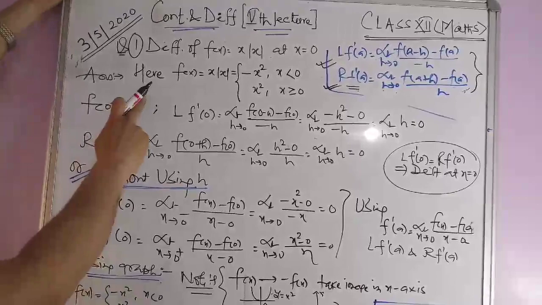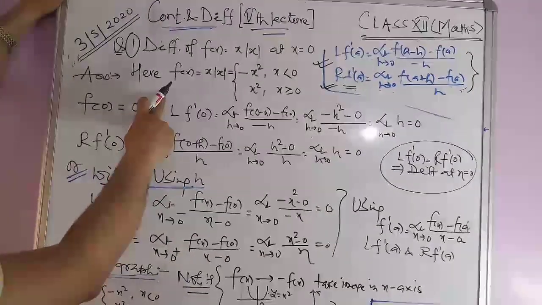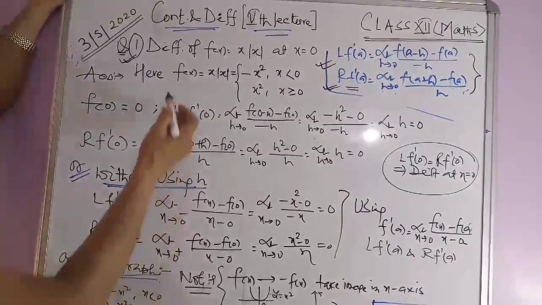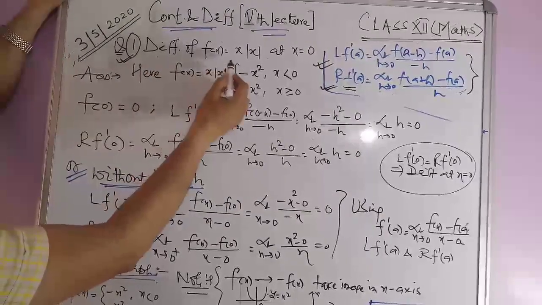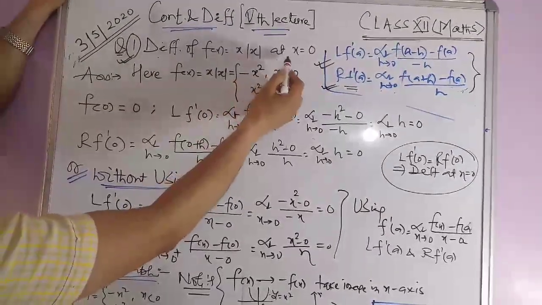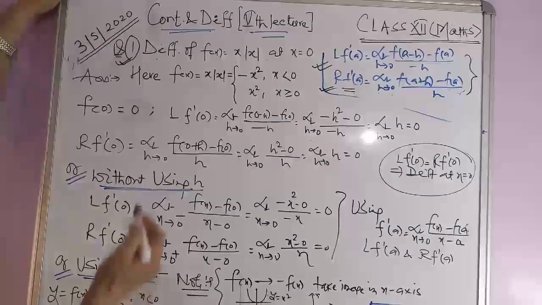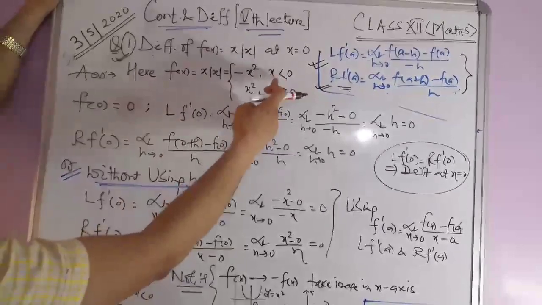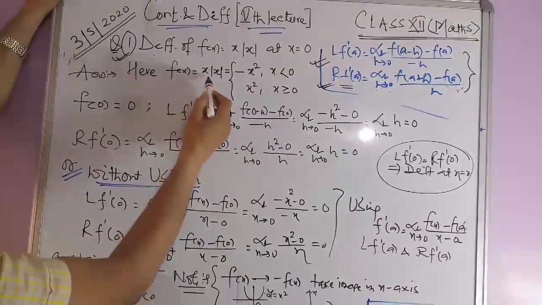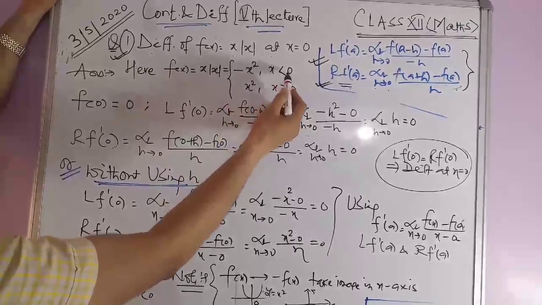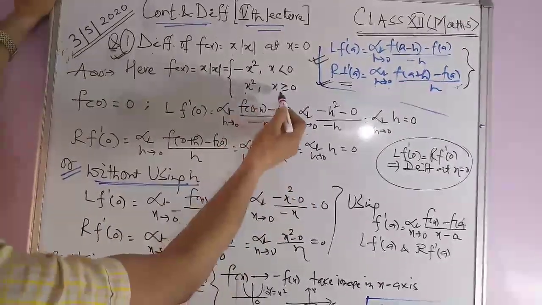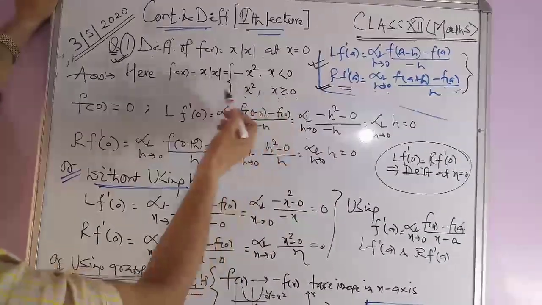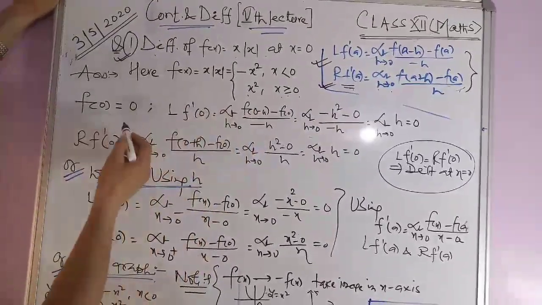Here we start some questions on differentiability which were given in your assignment in the previous class. Differentiability of f(x) = x|x| at x equal to 0. Here we write the function without modulus: when x less than 0, |x| is minus x. So this equals minus x square when x less than 0, and x square when x greater than or equal to 0. f(0) equals 0 square, that is 0.